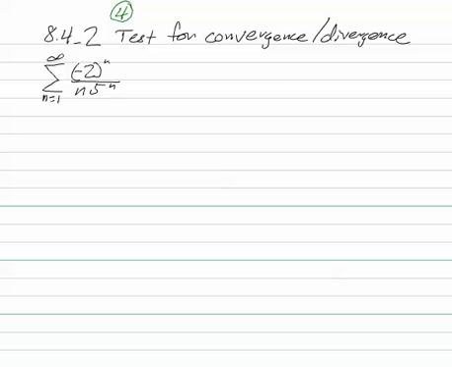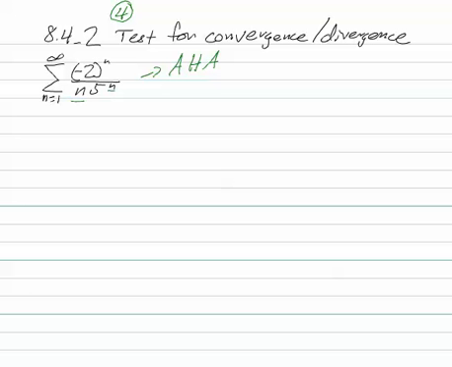When we look at it, the keys should be the fact that there is an n in the base and an n in the exponent. So as soon as there's an n in both locations, it's not a p-test and it's not a geometric series. So we're probably going to have to use the ratio test. As soon as we see those, we think, aha, ratio test.